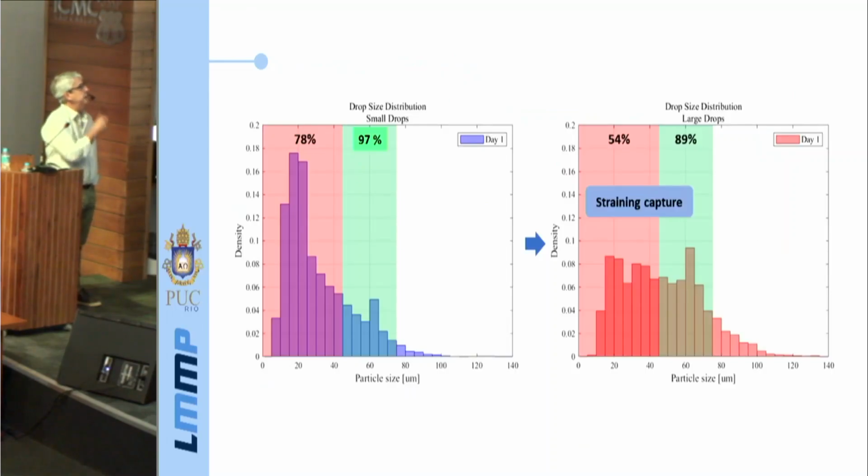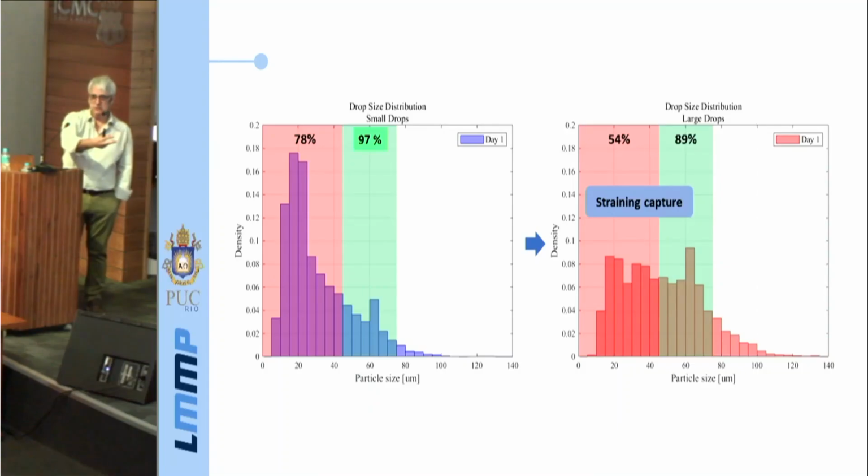So an important point here. Remember, our pore throats were of around 45, 75, and 100 micrometers. If I have the small drop system, 78% of the drops will flow through all the pore throats without any problem, because the smallest pore throat is around 40 micrometers. Okay? And if I have the large drop system, only 54% of the drops would flow without any problem. So I'm changing the number of candidate drops that would get trapped in pore throats, okay?